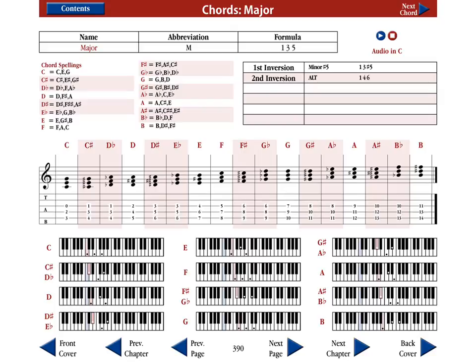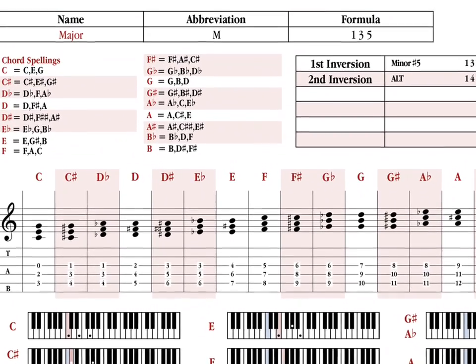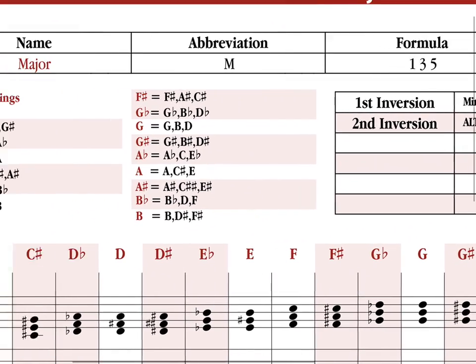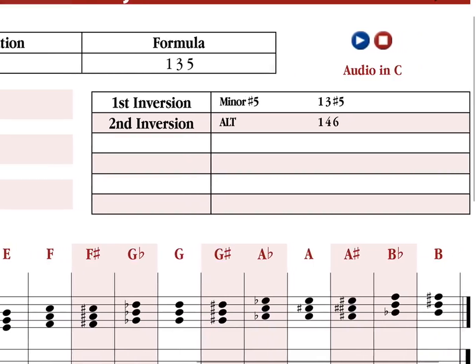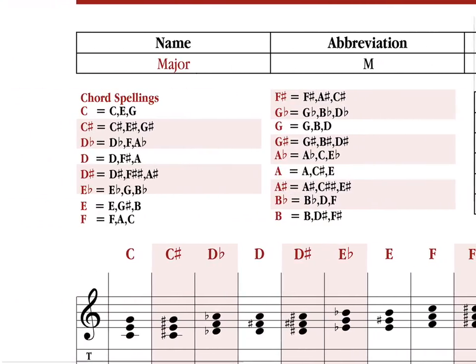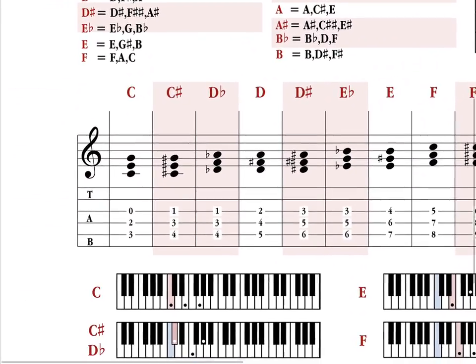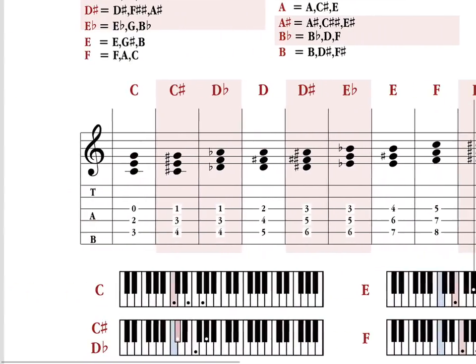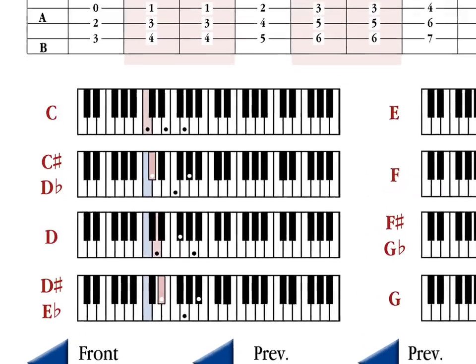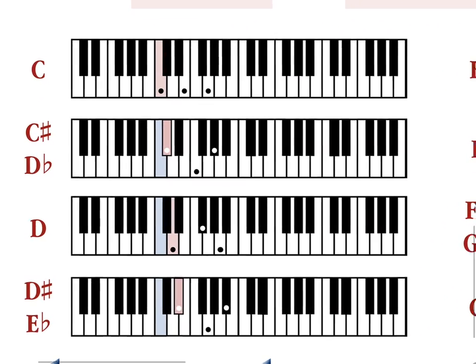Okay, here's the first chord, the major chord. Every chord will get a page like this. The name, abbreviation, and formula at the top. Get your chord spellings. Find out each note for each root that you want to be in. And you get your inversions and musical notations with every root. And your piano diagrams at the bottom for each root.